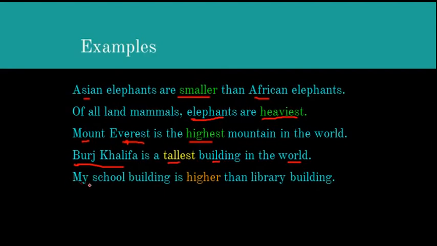Next example: my school building is higher than the library building. Higher. So why are we using the comparative degree? Because we are comparing two things now, the school building and the library building. So we are using the comparative degree. The comparative degree compares a person or a thing with another person or thing. I hope it's clear now.